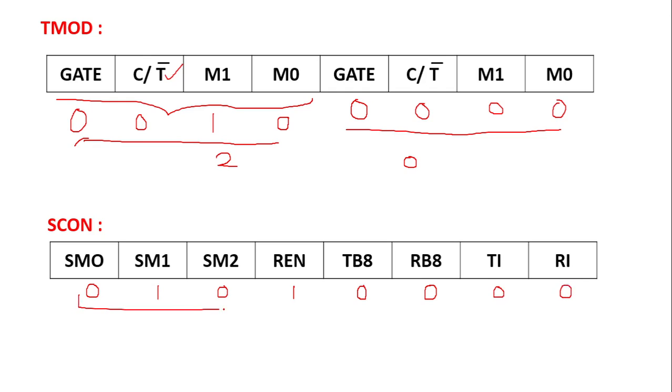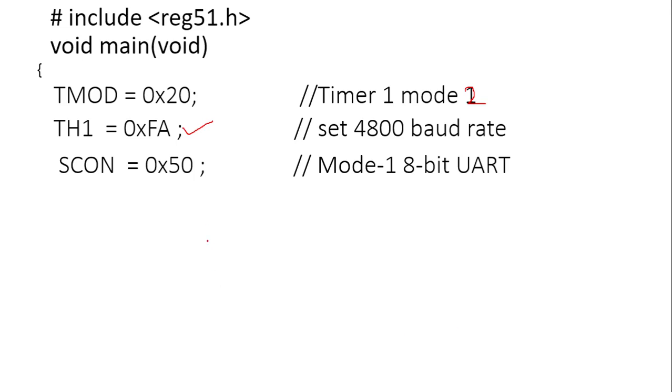Again, make groups of 4 bits. 0, 1, 0, 1 corresponds to 5 in hexadecimal. Similarly, 0, 0, 0, 0 is 0 in hexadecimal. So SCON should be loaded with the value 50H. That's why I have written 50H, because 50H loaded in SCON will set mode 1 of serial communication. So you are done with the mode of timer, you are done with the value in TH1 responsible for 4800 baud rate. Serial communication mode is also set.